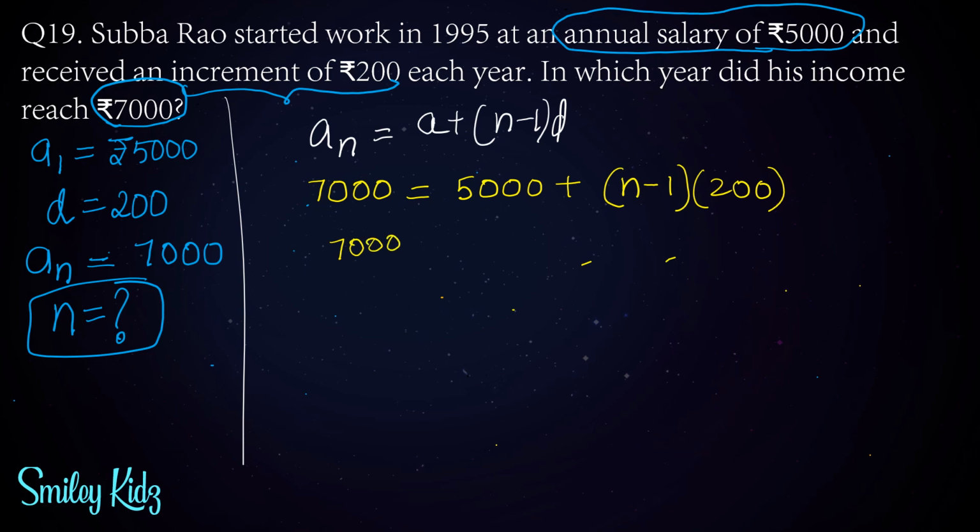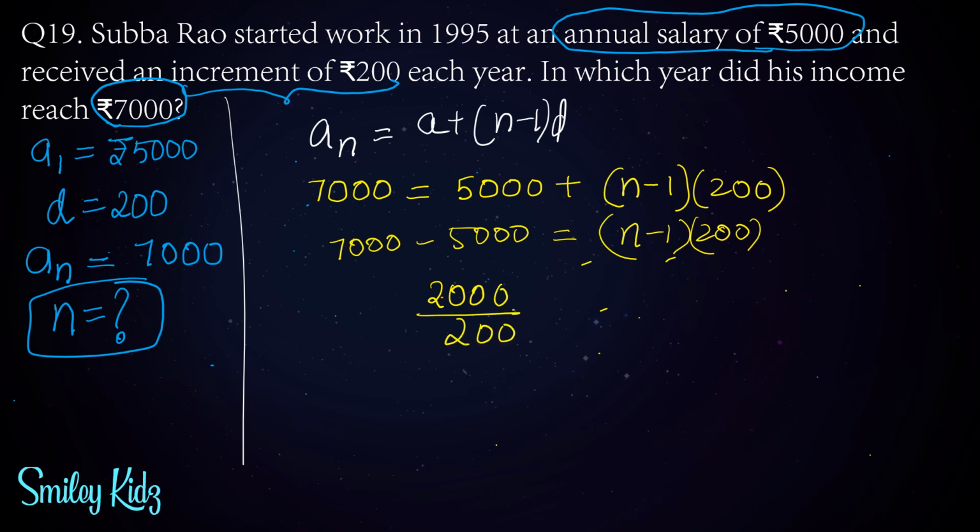Now 7000 minus 5000 is equal to N minus 1 into 200. Yes, everyone. So this is going to be 2000 upon 200 is equal to N minus 1 because I've transported this 200 to the other side. Here is a multiplication. When it goes to the other side, it turns out to be dividing, right? So here, the zeros get cancelled. You'll be left out with 20 upon 2, which is 10. 10 is equal to N minus 1. And now what is the value of N? N is equal to 10 plus 1, which is 11.